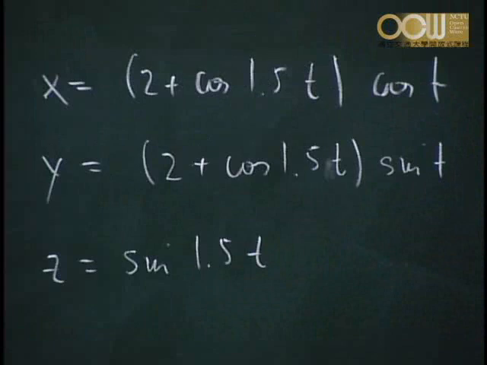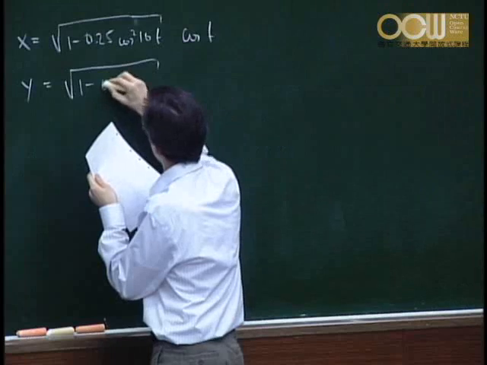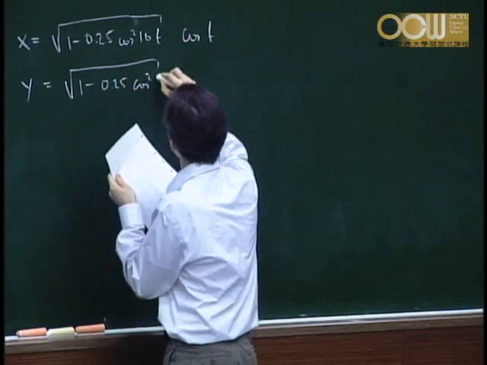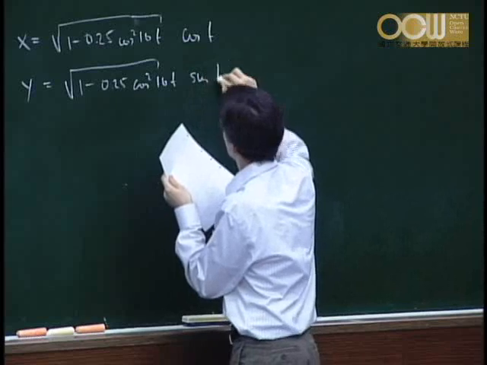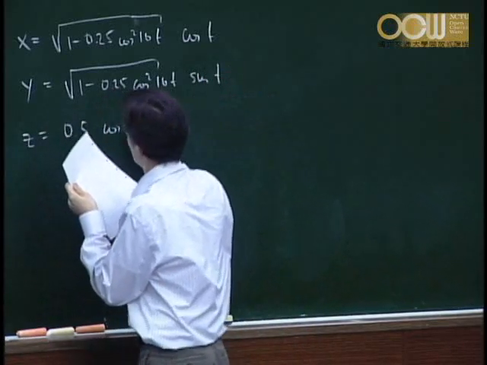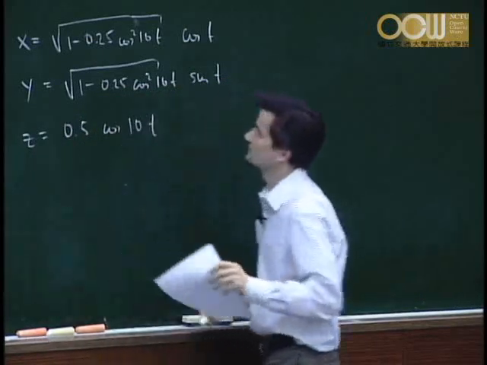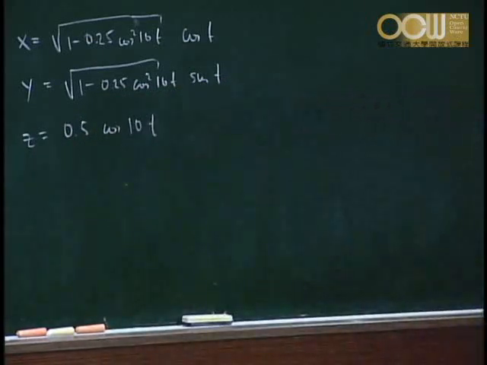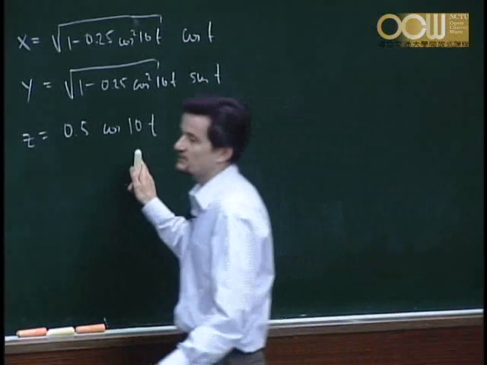x is equal to the square root of 1 minus 0.25 cosine squared of 10t, times cosine t. y is equal to the square root of 1 minus 0.25 cosine squared of 10t, times sine of t, and z is equal to 0.5 cosine of 10t. Also for this one, it wouldn't be too easy to figure out how this space curve looks.